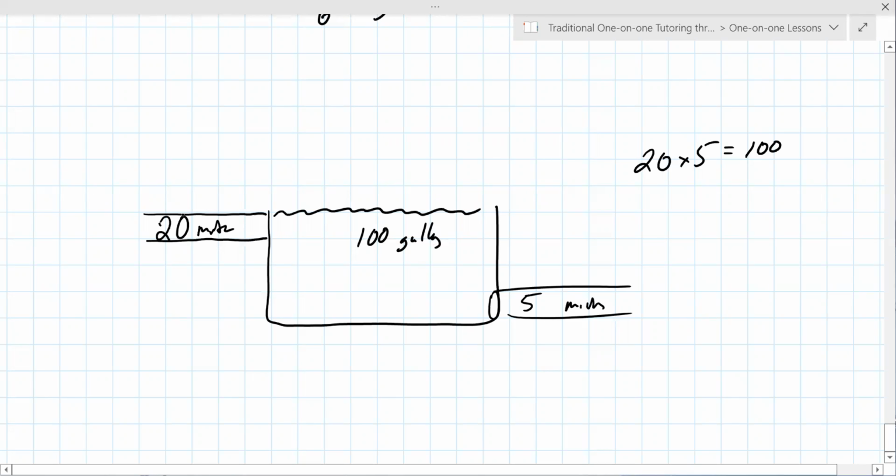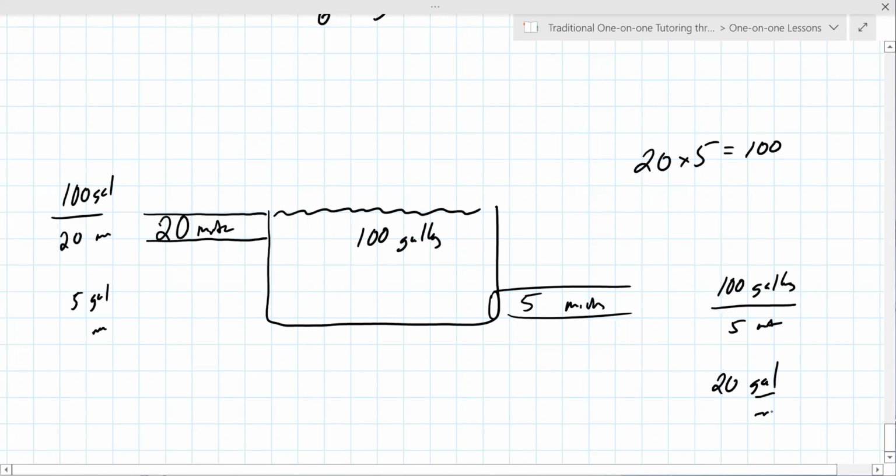Now, you want to know gallons per minute. So you convert the 100 gallons over 20 minutes, and it's 5 gallons per minute on the way in. Oh, wow. Okay. But on the way out, it's 100 gallons over 5 minutes. That's 20 gallons per minute. And that's why it goes out so much faster than it comes in. 20 gallons per minute out versus 5 gallons per minute in.